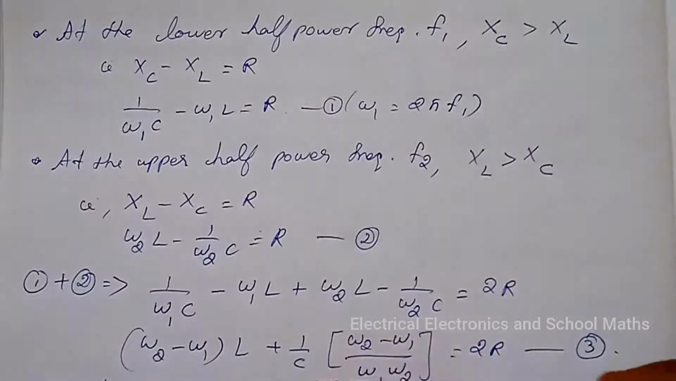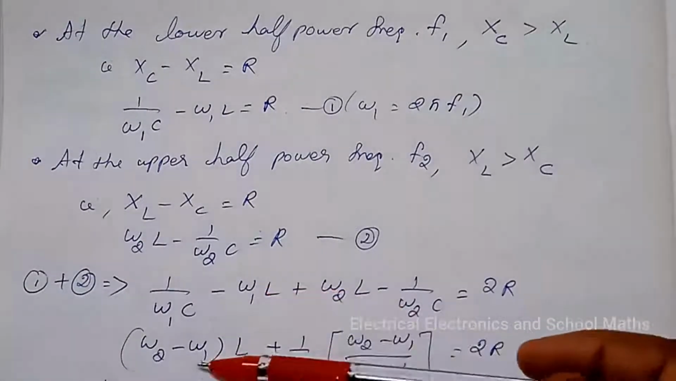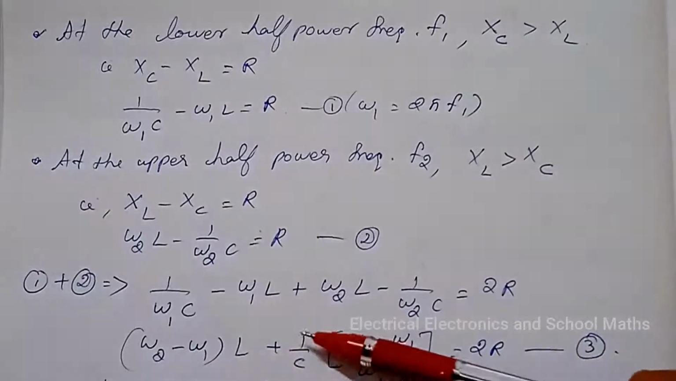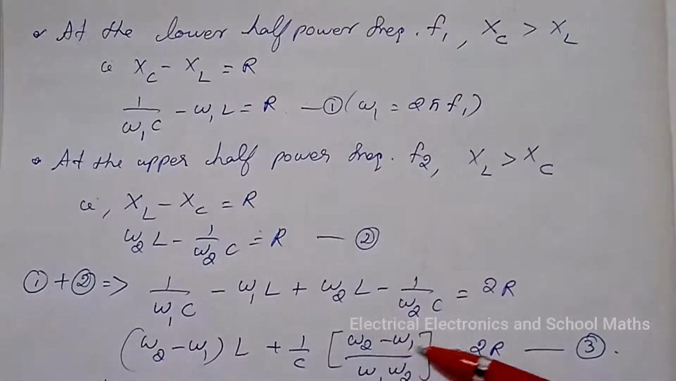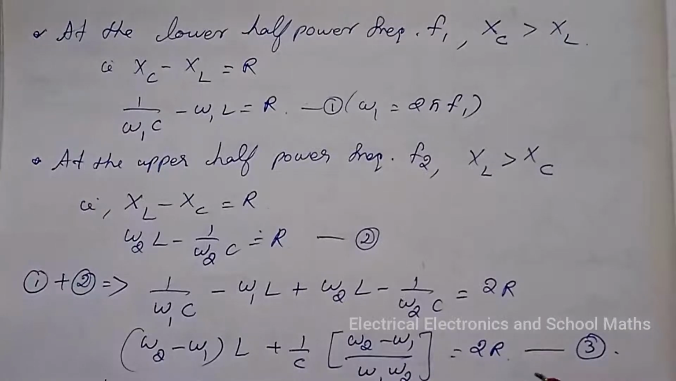On rearranging, we get (omega 2 minus omega 1) into L plus 1 by C into (omega 2 minus omega 1) all divided by omega 1 into omega 2 equal to 2R. Put as equation 3.